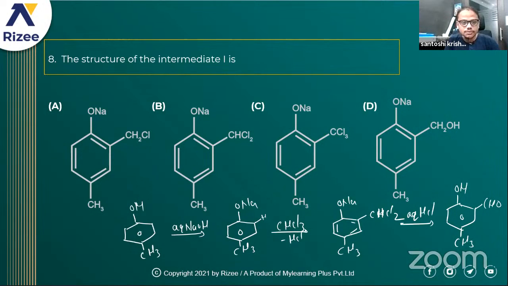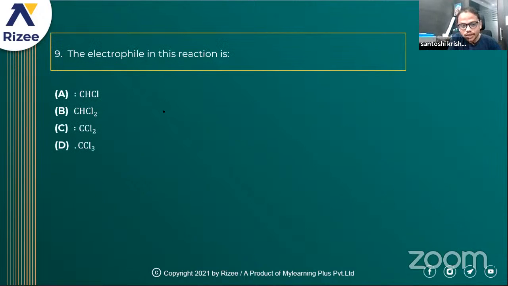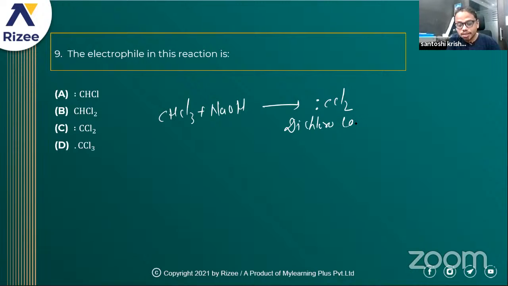Now let's see what the question is. Structure of the intermediate I. CCl2 is the intermediate which will attach on this carbon. So we are getting CHCl2. So I can say the B option is our intermediate, ONa in presence of CHCl2 and CH3. Next, the electrophile involved in the reaction. CHCl3 plus NaOH gives formation of CCl2, dichlorocarbene, and this is our intermediate. So CCl2 dichlorocarbene is the electrophile in the reaction.